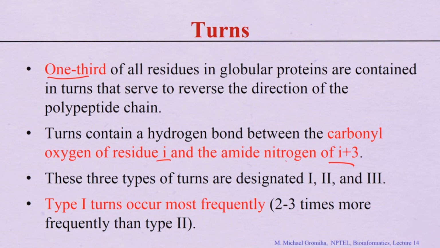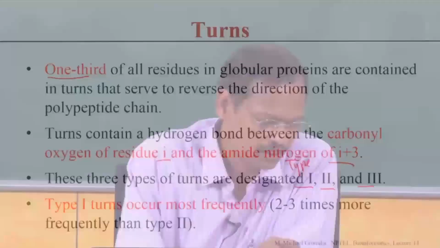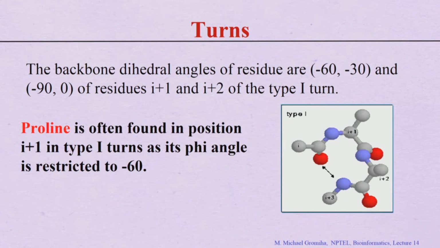For example, type 1, type 2 and type 3. If you look into the frequency of occurrence of turns in protein structures, which one is most frequently occurring? Type 1. I will tell you what type 1, type 2 and type 3 are. Type 1 turns occur more frequently than types 2 and 3. Type 1 turns depend mainly on the backbone dihedral angles: you can see the residues are minus 60, minus 30 and minus 90, 0 for the residues i plus 1 and i plus 2.